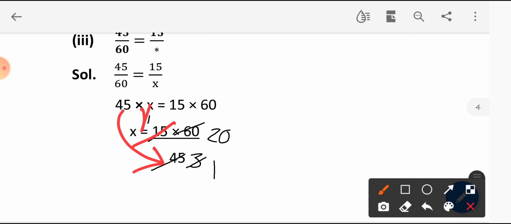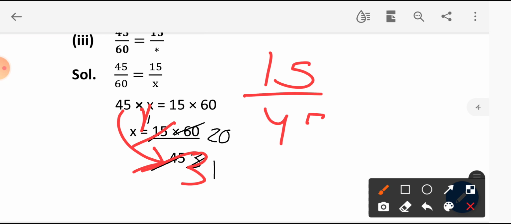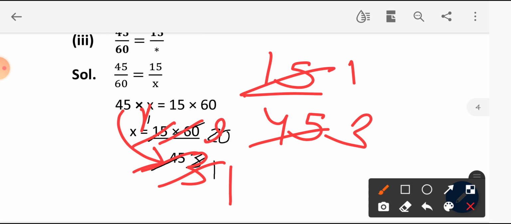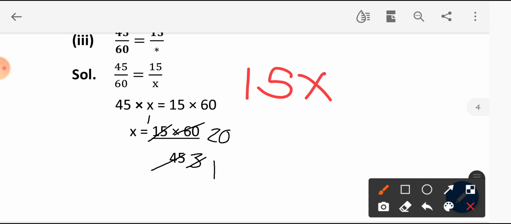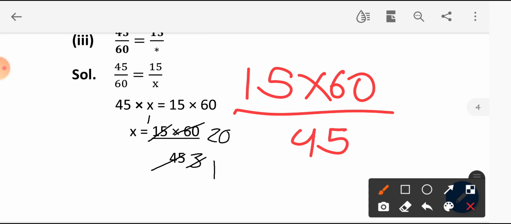So 15 ones are 15, 15 threes are 45. As 15 and 45 are divisible by a single number, 15 only, that's why we divide here. Then 3 ones are 3, 3 twenties are 60. Or you can directly multiply 15 into 60 upon 45. Then also you can find the answer.